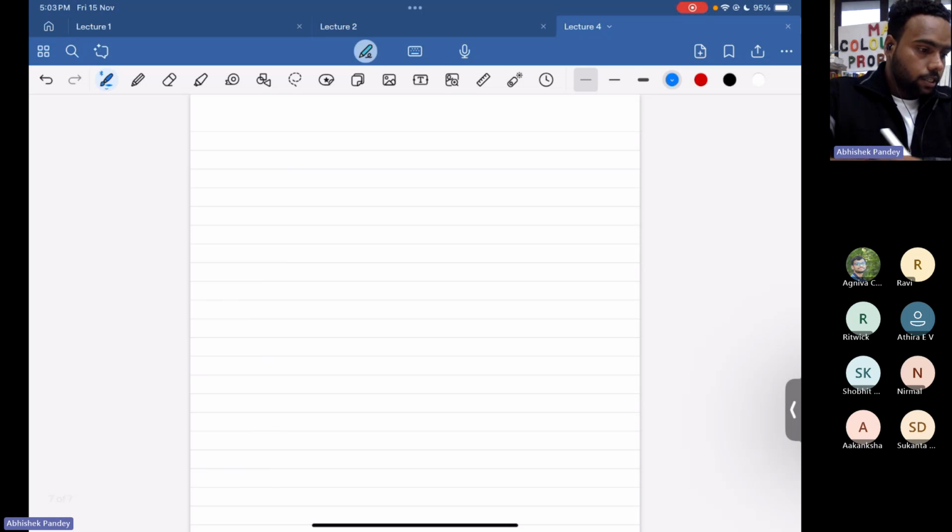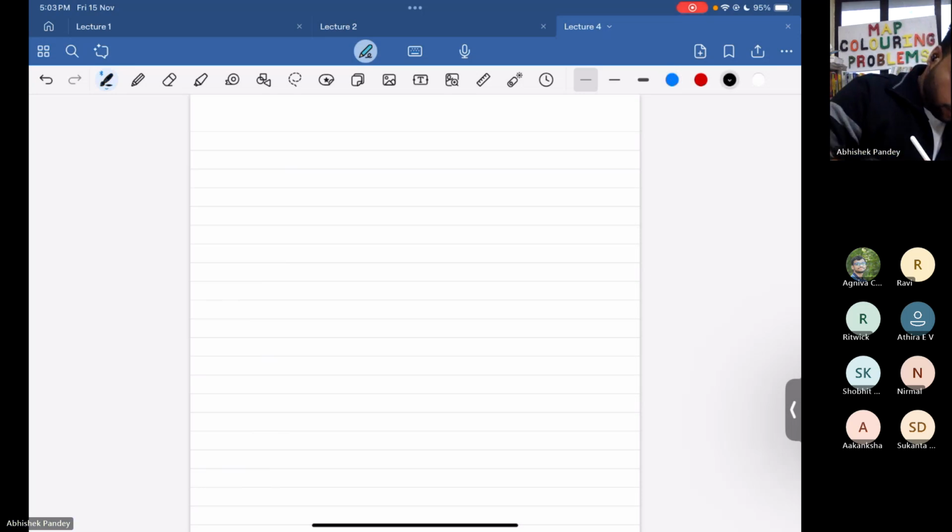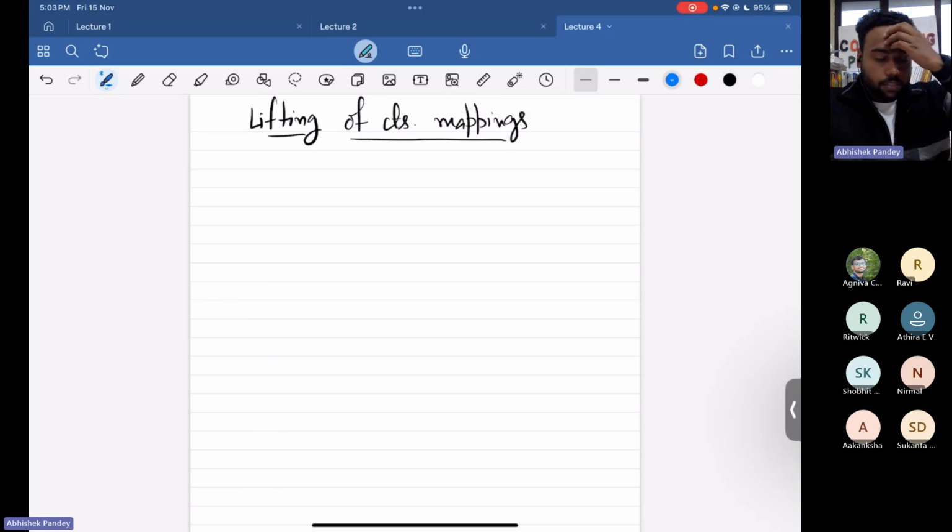So before going to mention the next lemma, I need to mention lifting of a continuous map. Lifting of continuous mappings. The construction basically I will not mention, but it is again constructed using the lifting of curves. Let me just write it down as a theorem only.